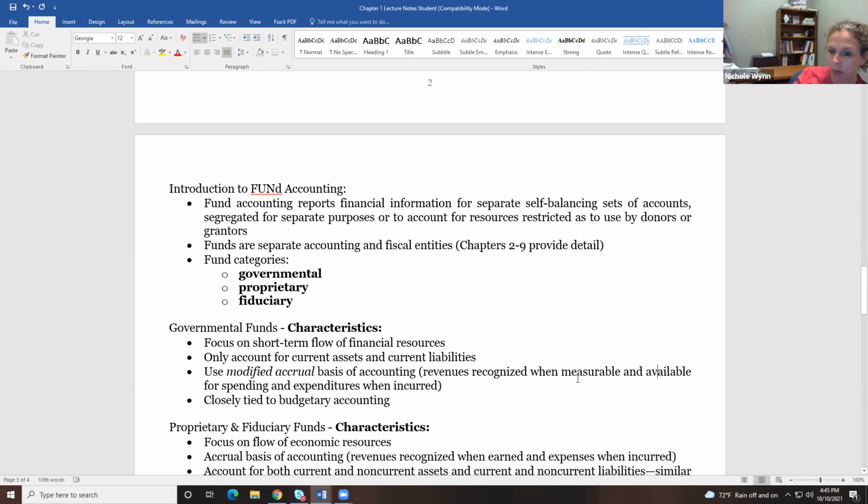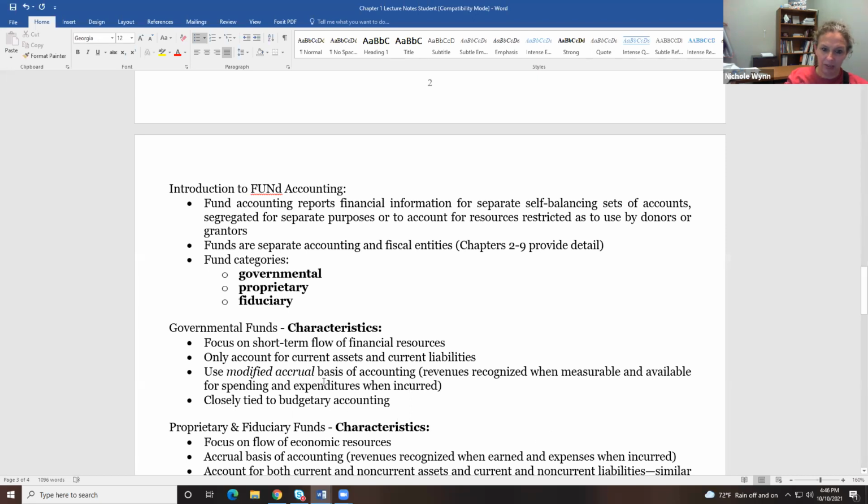Measurable, meaning we can measure it and they're actually available. So we either have the money or it's on its way, basically. So we have to estimate what the bad debt expense is going to be and things like that and report that too. And for spending, expenditures are recorded when incurred.